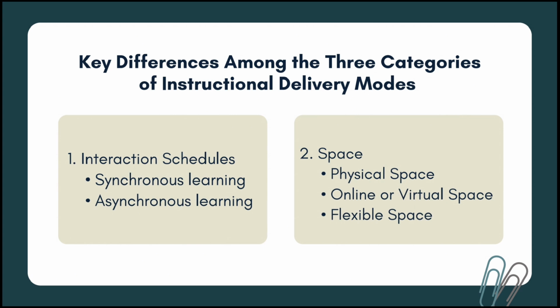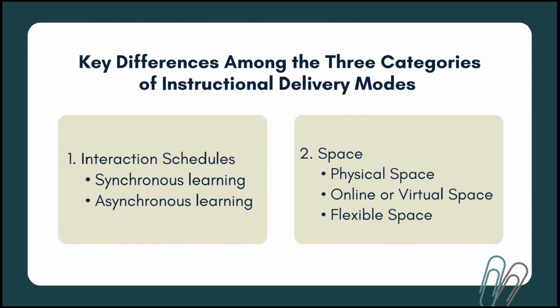The second key difference among the three instructional delivery modes is the space. Space refers to a setting for a learning environment, or a place in which teaching and learning occur. So, the first space is the physical space, like the classroom where most face-to-face learning takes place. Second is the online or virtual space, which is only possible by the power of internet connectivity. It uses an online platform like a learning management system or LMS, where students and teachers can interact at a distance.